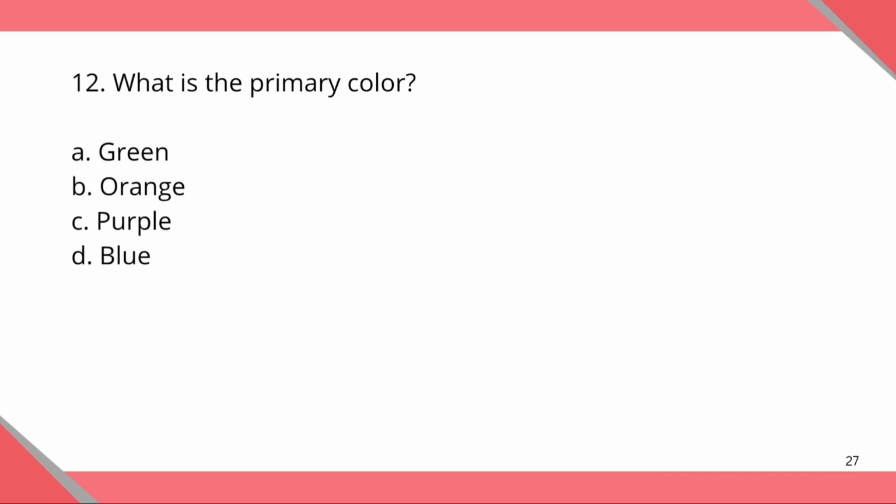Question number 12. What is the primary color? Letter A, green. Letter B, orange. Letter C, purple. Letter D, blue.